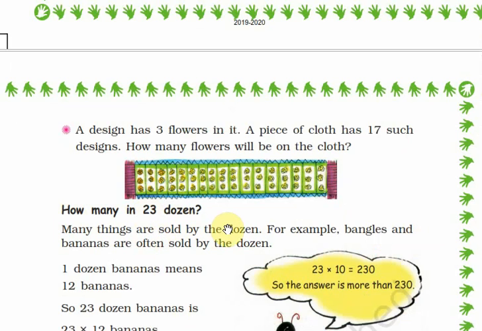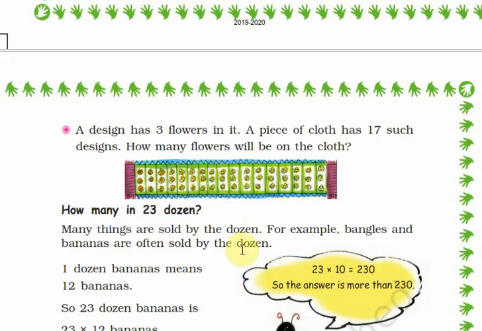How many in 23 dozen? You have heard that 1 dozen, 1 pair, like that. So 1 dozen means there will be 12 numbers and 1 pair means there will be 2 only. 2 numbers will be there only.